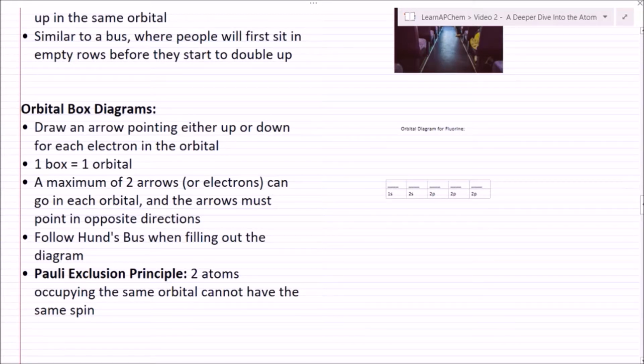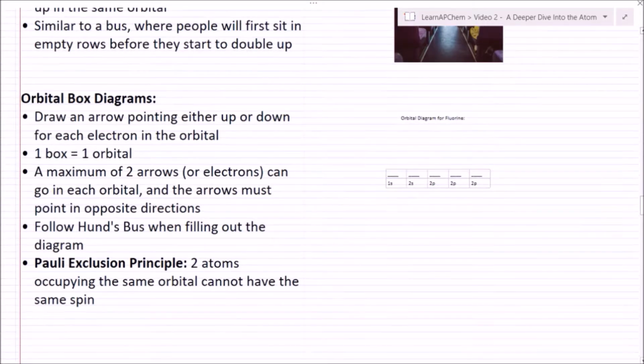You should also note the Pauli exclusion principle. 2 electrons occupying the same orbital cannot have the same spin. So let's see what this all looks like. So fluorine has 9 electrons. So first we're going to go to the lowest energy level.